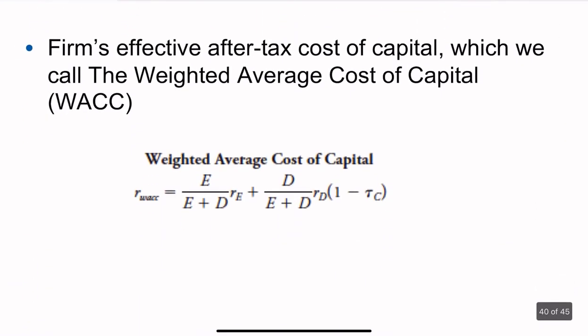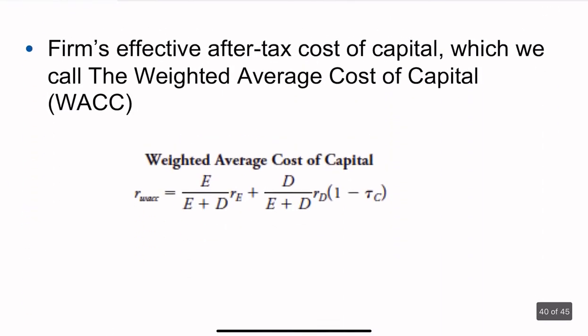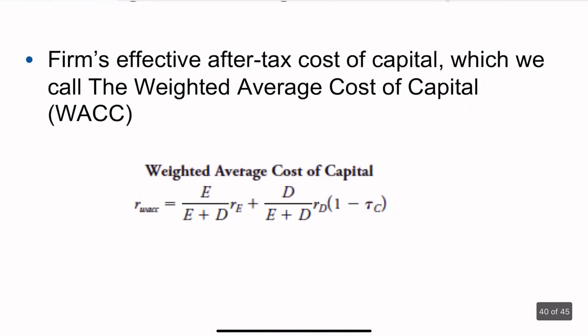Okay, after defining the after-tax interest rate, now we could calculate the weighted average cost of capital. Weighted average cost of capital measures a firm's after-tax cost of capital by factoring how the tax deductibility of interest payments will affect the cost of debt. So, weighted average cost of capital, which is also called WACC, right? So WACC is calculated as this.